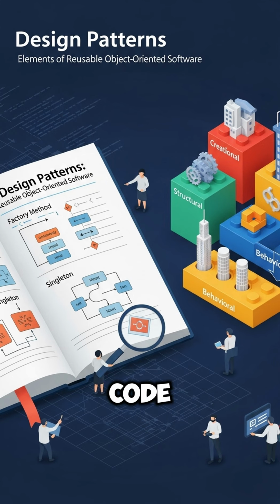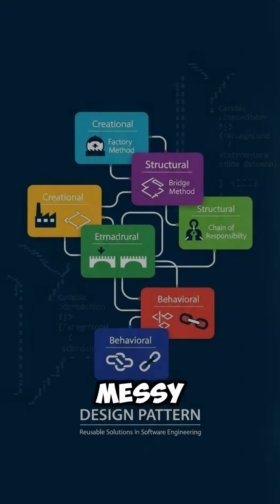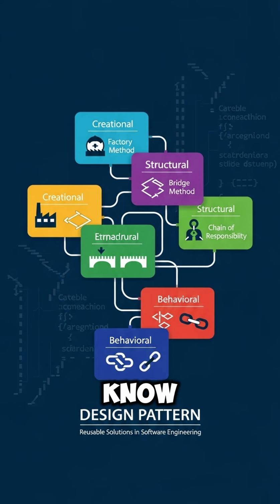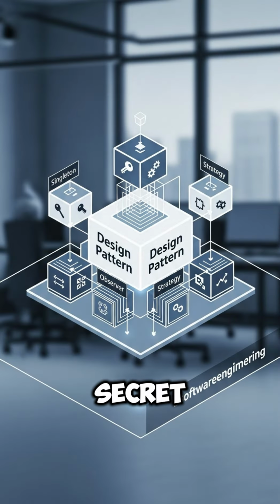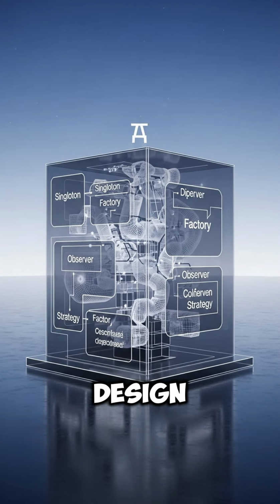You're staring at your code, and something feels off. It works, sure, but it's messy, hard to maintain, and you just know that in 6 months, you'll look at this and have no idea what you were thinking. Here's the secret. You're probably solving a problem that thousands of developers have already solved, and solved elegantly. That's where design patterns come in.